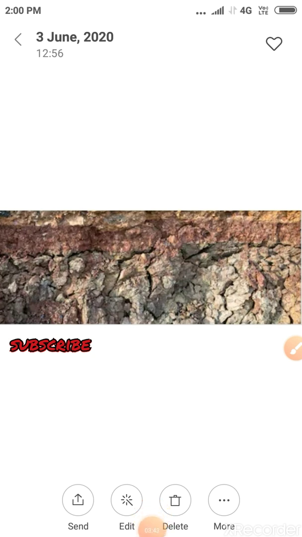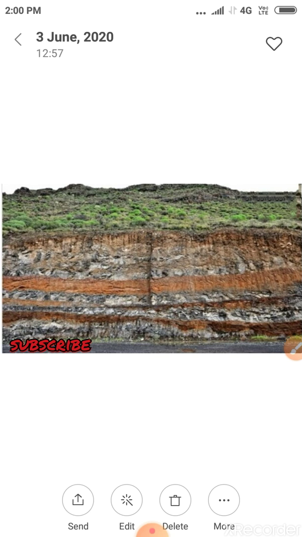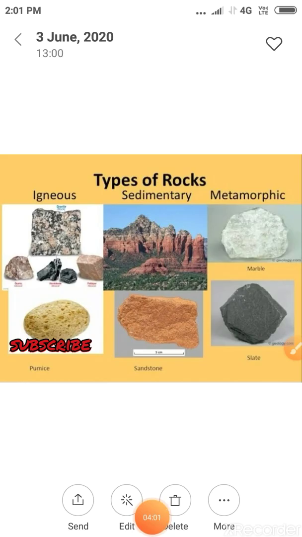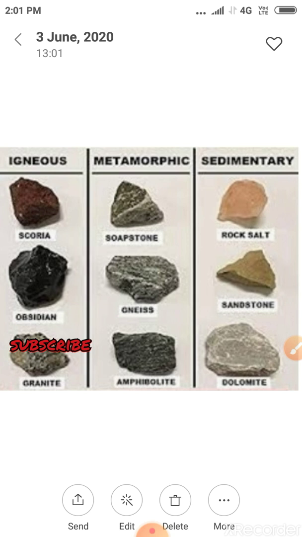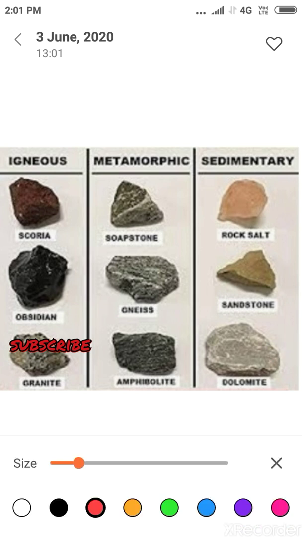These are the rocks. Any natural mass of mineral matter that makes up the earth's crust is called a rock. It can be of different color, size and texture. There are three major types of rocks: igneous rock, sedimentary rock and metamorphic rock. These are also examples of these rocks.